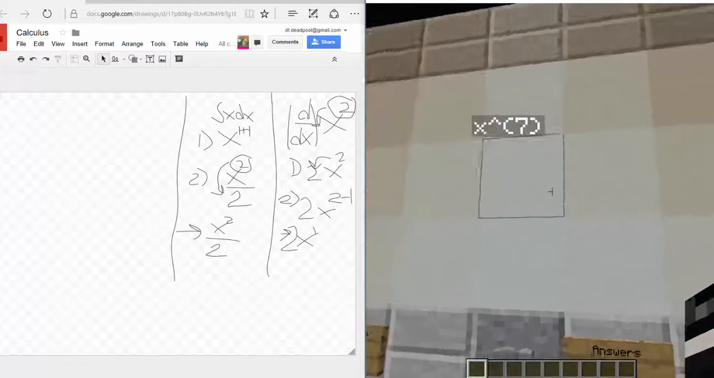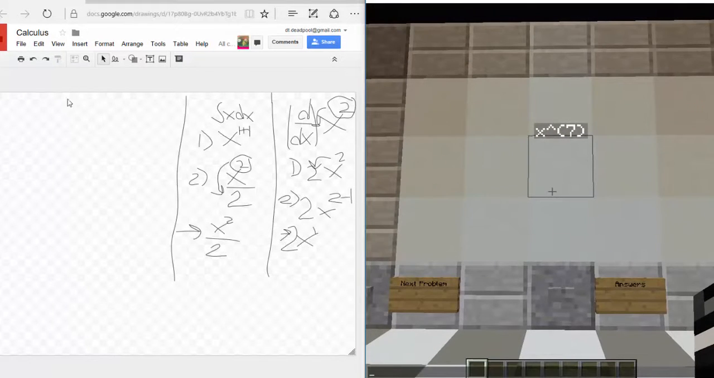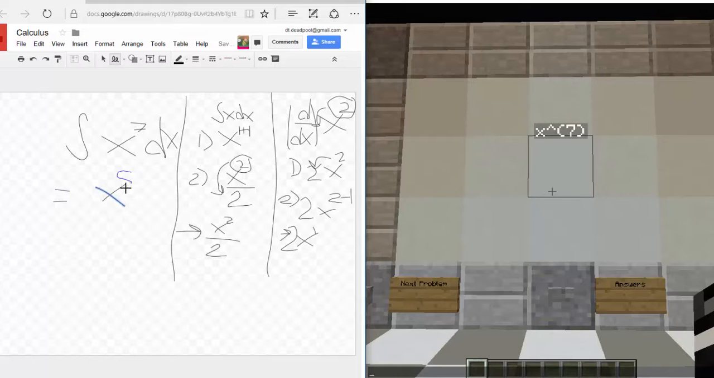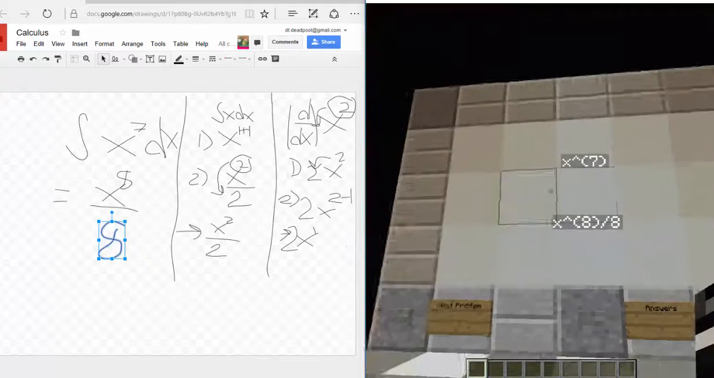x to the 7th. And this one I'll write on the board here. x to the 7th. And I want you to do the integral of it. Alright, so that'll be 8. And then I gotta bring that to the denominator, so it'll be x to the 8 over 8. Awesome. Yep, that's it. x to the 8 over 8. There you go, x to the 8 over 8.